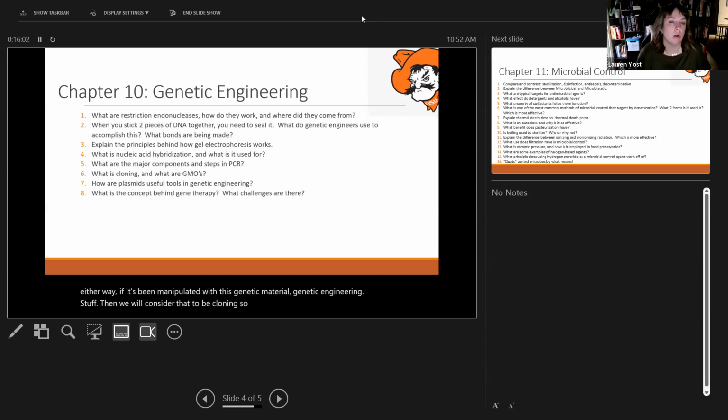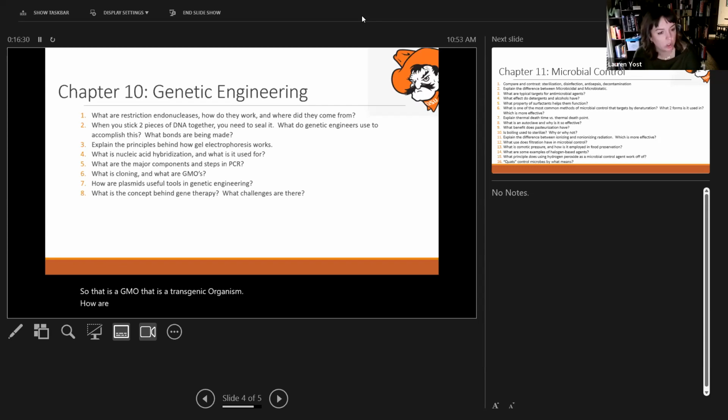So GMOs are genetically modified organisms. So this is anytime you have any organism that you've put a gene from another organism into. So that is also considered transgenic. And when we have that, that'd be like E. coli that we put a human gene into that produced insulin, which is a real thing. That's how we get insulin now. So that is a GMO. That is a transgenic organism.